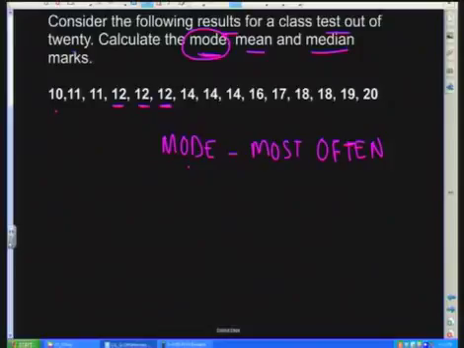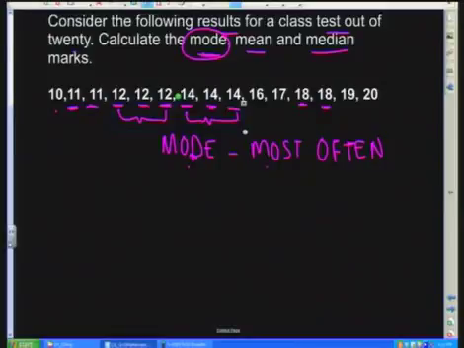And then we also see 3 people got 14 out of 20. If we go further into the data, we see that 2 people got 18 out of 20, and 2 people got 11 out of 20. The mode is the value that occurs most often, but here you're sitting with 2 sets of values that occur most often, and that's 12 out of 20 and 14 out of 20.